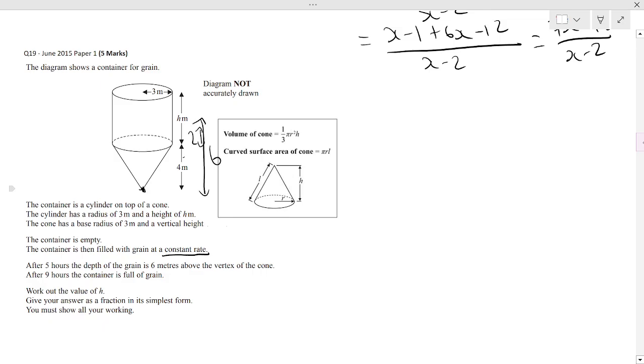Cool. Okay, then after 9 hours, the container is full, so the whole volume is used up. Work out the value of h, the height. Okay, so I think first of all, let's work out the volume at 5 hours.